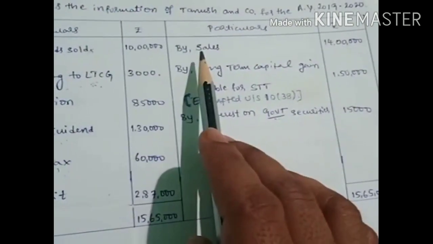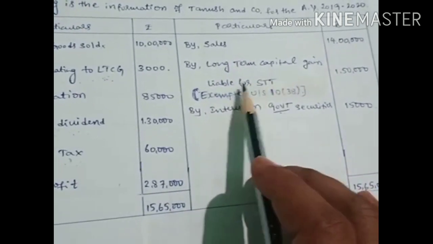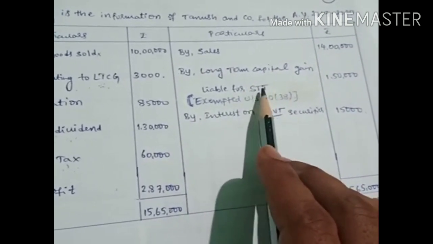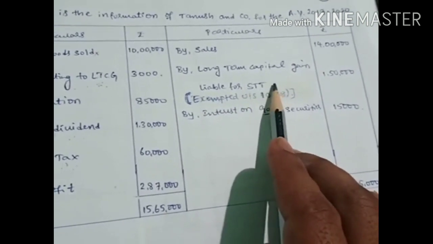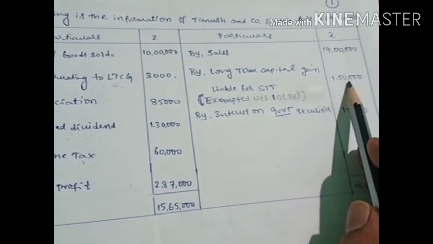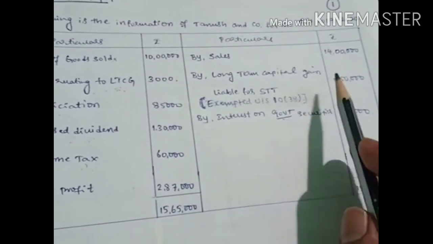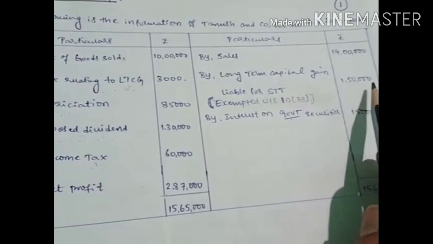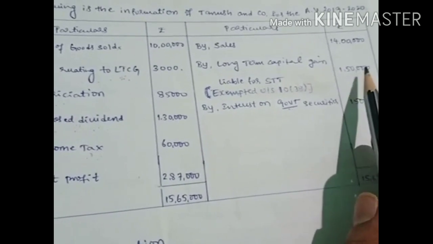Next comes the credit side of the P&L account. Sales is related to business, so ignore. Long-term capital gain liable for STT: here STT is given. I already explained, whenever long-term capital gain is liable for STT and is more than 1 lakh rupees, we have to compute the tax liability at 10% separately, apart from the normal provisions of IT. Here the amount given is 1,50,000 rupees. Up to 1 lakh is exempted as per income tax under section 112A. If it exceeds 1 lakh, the remaining amount is taxable at a rate of 10%. So in this problem, exceeding 1 lakh means 50,000 is taxable at a rate of 10%.